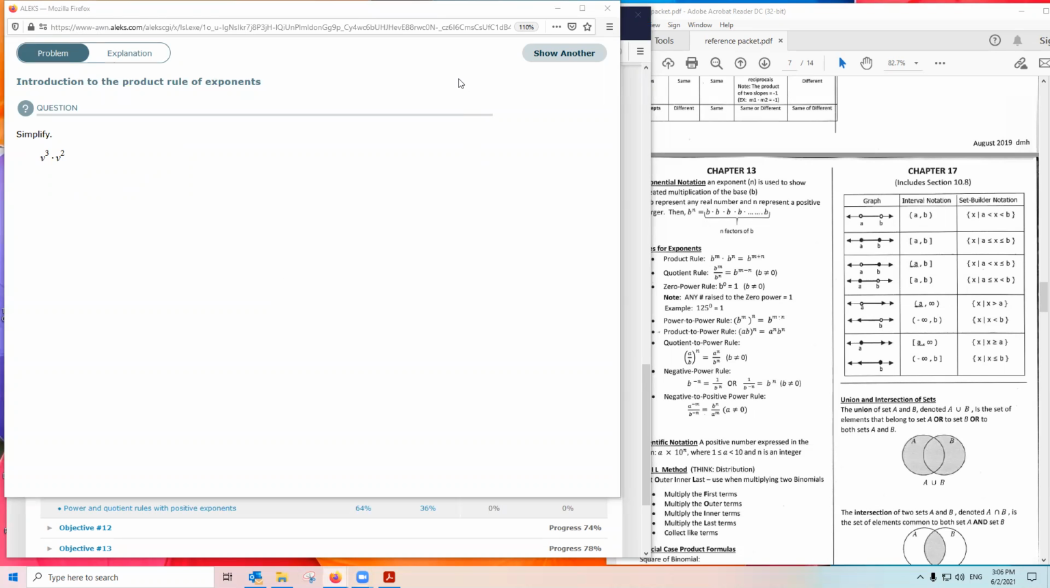All right, here it is. So they're giving me v to the 3 times v to the 2. Well, the rule is when I have the same bases like this being multiplied, you keep the base the same. So I'm just going to copy the v over, and you add the exponents together. So that's going to be 3 plus 2. Well, that's v to the 5. So the answer here is just v to the 5. I'll give you another example.